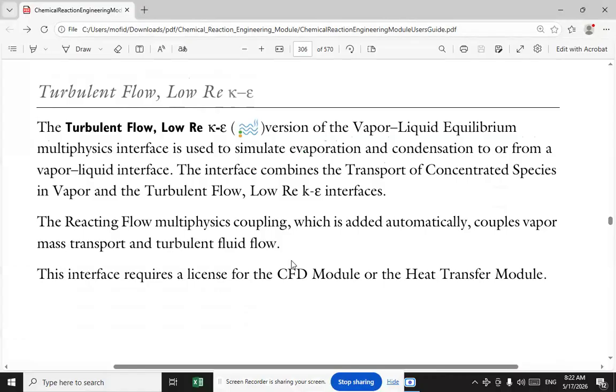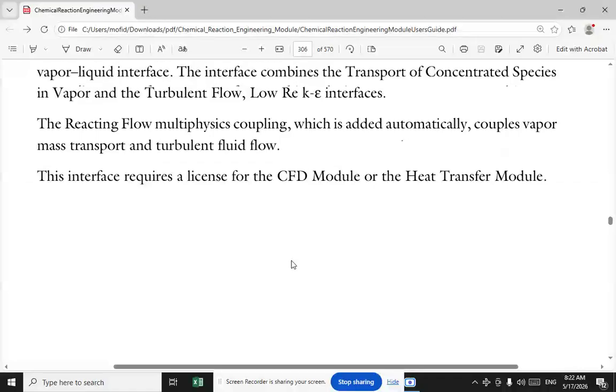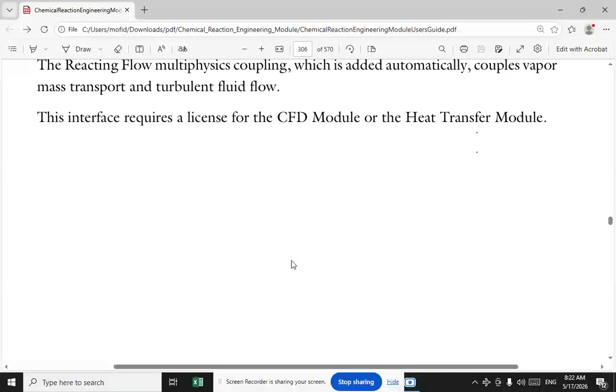Turbulent fluid low Reynolds number k-epsilon. The turbulent fluid low Reynolds number k-epsilon version of the vapor liquid equilibrium multiphysics interface is used to simulate evaporation and condensation to or from a vapor liquid interface. The interface combines the transport of concentrated species in vapor and the turbulent fluid low Reynolds number k-epsilon interfaces. The reacting fluid multiphysics coupling, which is added automatically, couples vapor mass transfer and turbulent fluid flow. This interface requires a license for the Battery module or the Heat Transfer module.